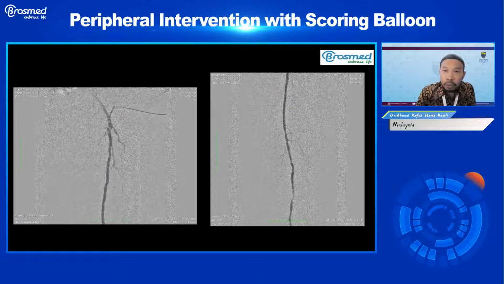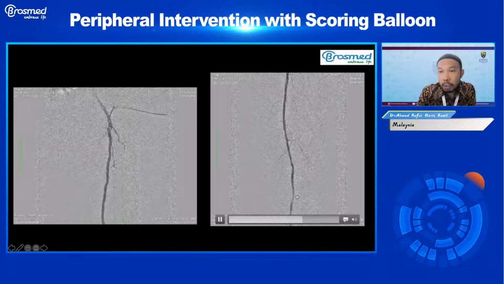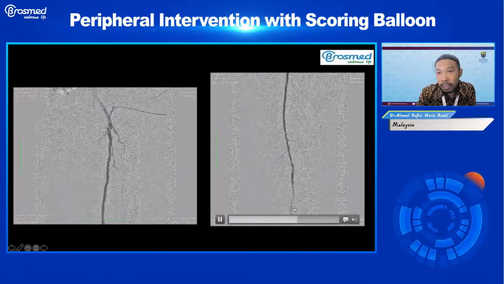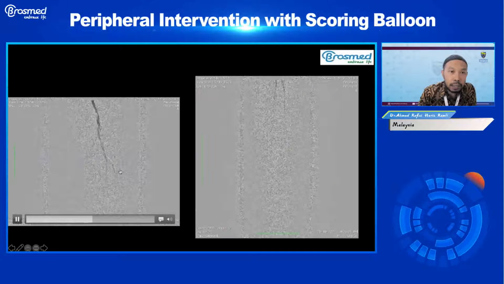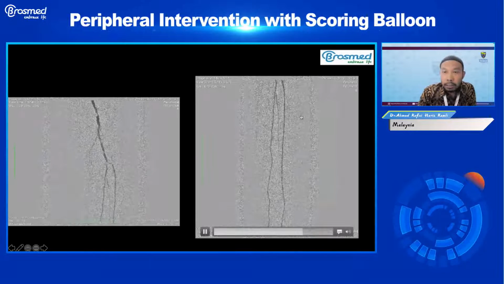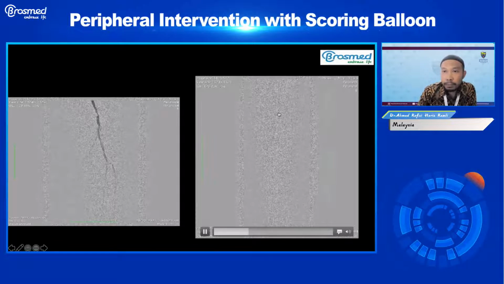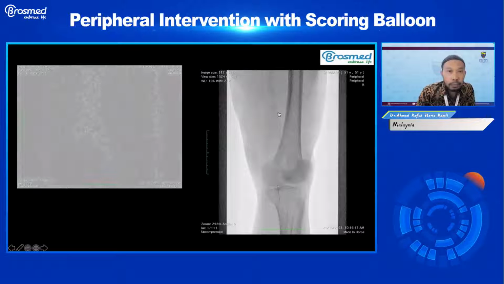So the flow is fairly okay, except as you can see here, distal SFA and popliteal, there is a lesion there. Probably about 70 to 90% stenosis. Just a short segment. So this is below the knee. As you can see, the origin of the TP trunk and also the anterior tibial is diseased as well, stenotic. But distally, you can see the runoff is fairly okay. And this is the foot.